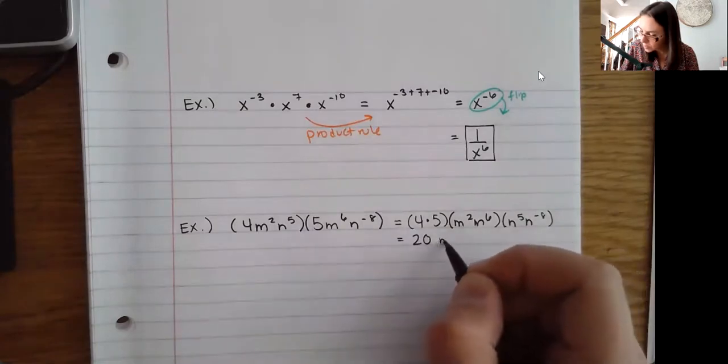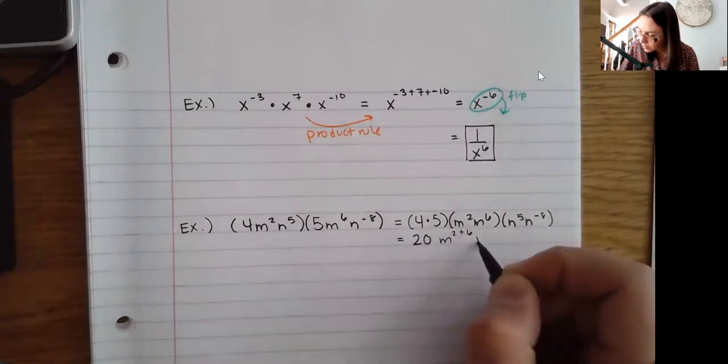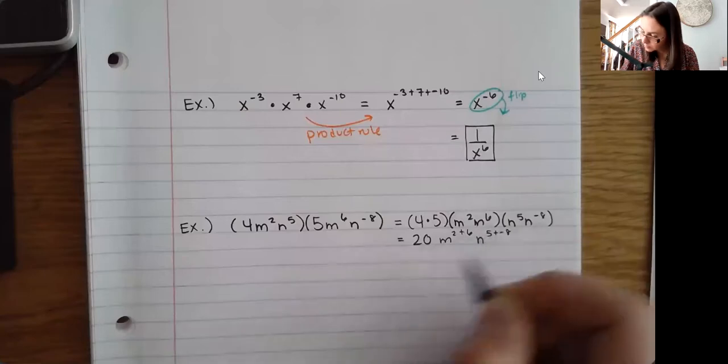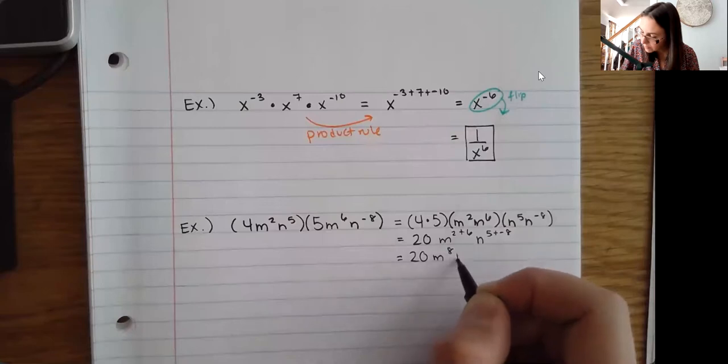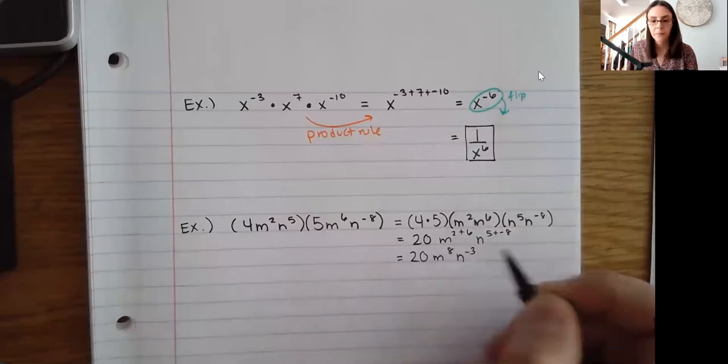Here I have the same base, so I can add those exponents. And same thing here. Well, 2 plus 6 is 8. And then 5 plus negative 8 is negative 3.